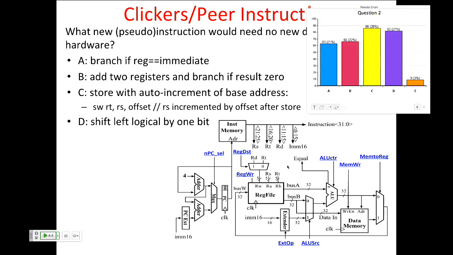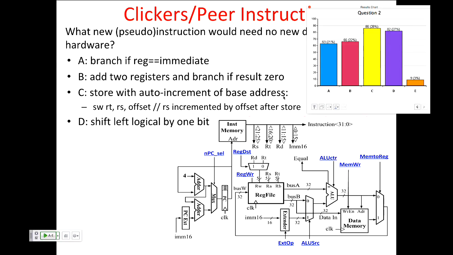Add 2 registers and branch if result is 0. Can we do this one? Yes? People are saying yes? Let's see how we could do it. Add 2 registers. We can do the addition of 2 registers, right? We looked at add. That part we can do. We know that this data path is capable of doing a branch. There's circuitry for it right here. The thing is, now we want to branch if the addition of 2 register values is a 0.